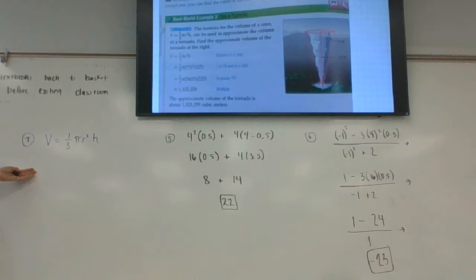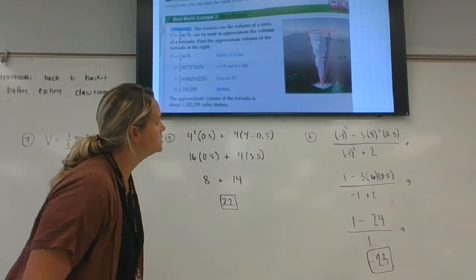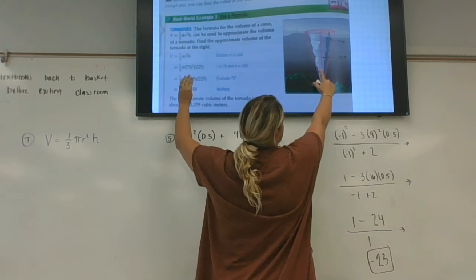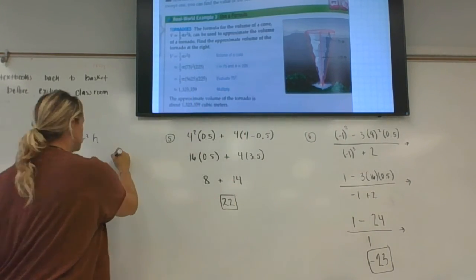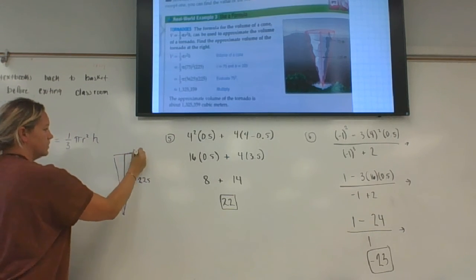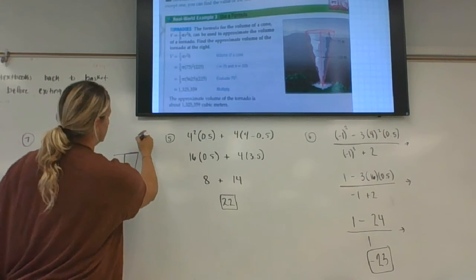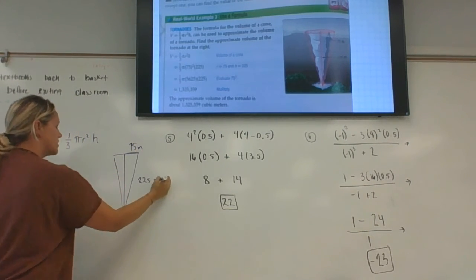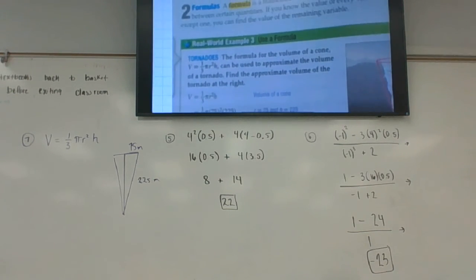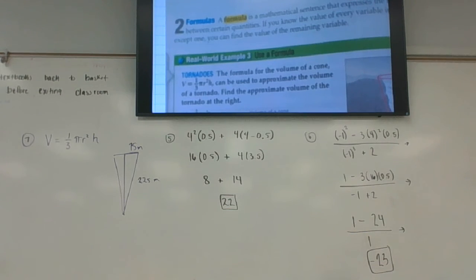Here's our formula. I don't think I wanted to show you the answer. I just wanted to show you this. So the height of the tornado is 225. And the radius, I don't know how they measured that, is 75. So go ahead and tell me, what is the volume of this tornado? And then think for a minute, why would anybody care what the volume is? Is that helpful? What will the volume of a tornado tell us?